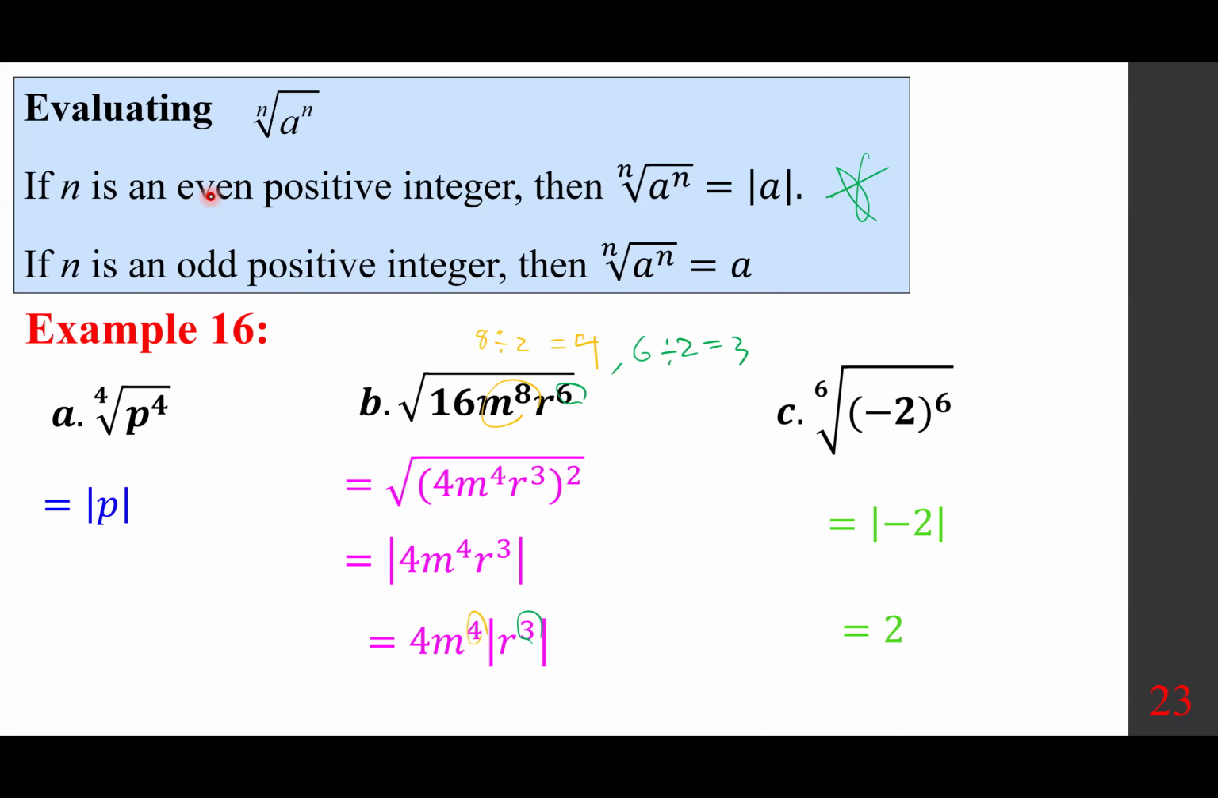Now, it's important to understand the reason behind it. It's because when you raise negative 2 to the power of 6, you get a positive number, 64. If you go with the order of operations, this number is 64, and it comes out as 2. Okay, that's why you have to put in an absolute value. However, if you have the fifth root of, let's say, negative 2 to the power of 5, it's just negative 2 because the index and the exponents are both odd.